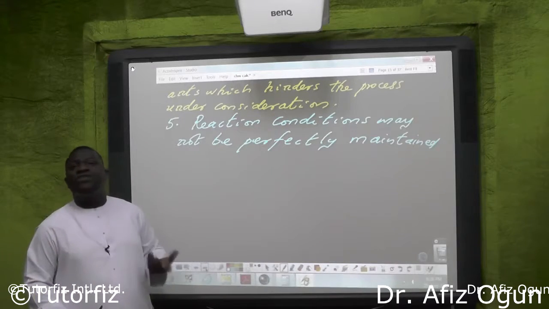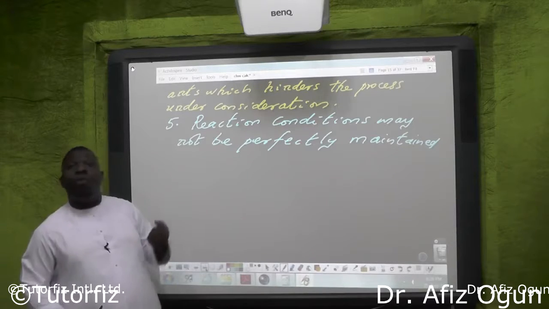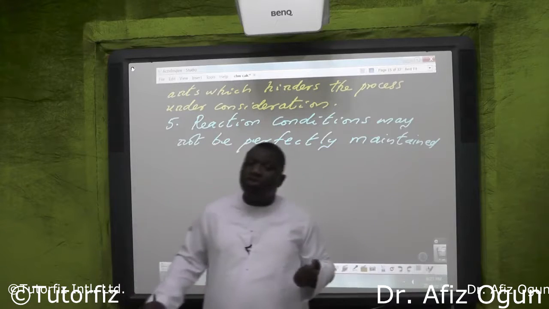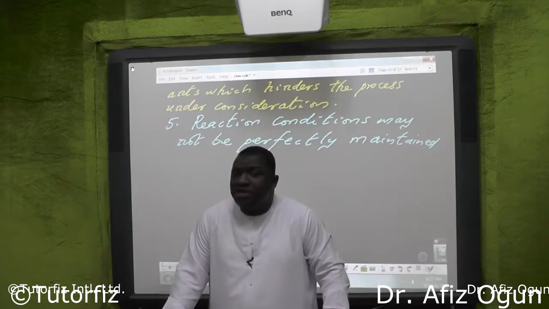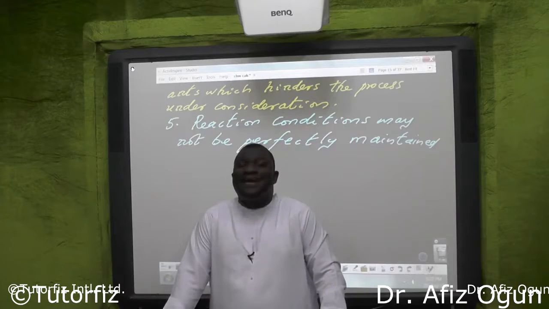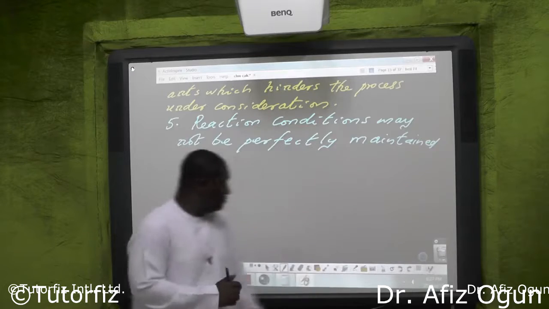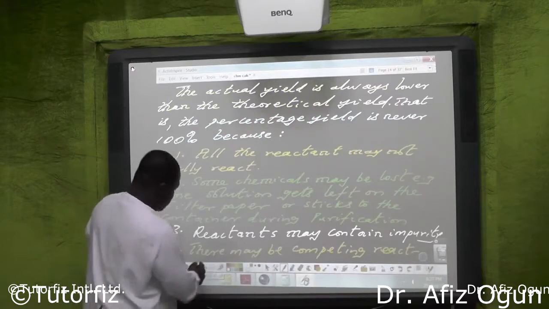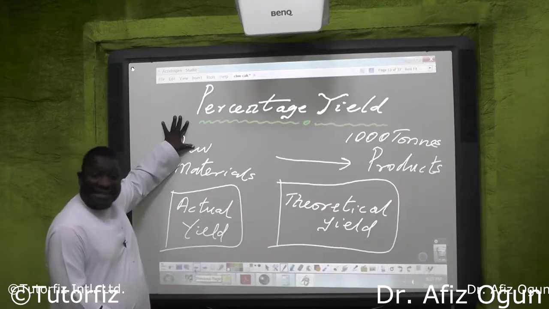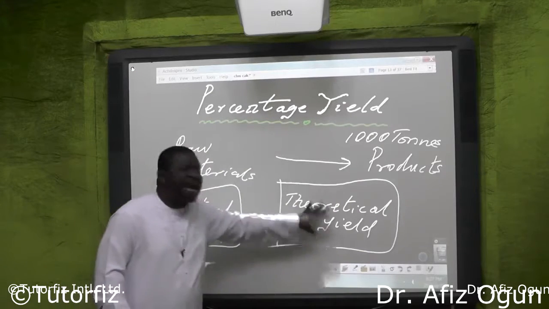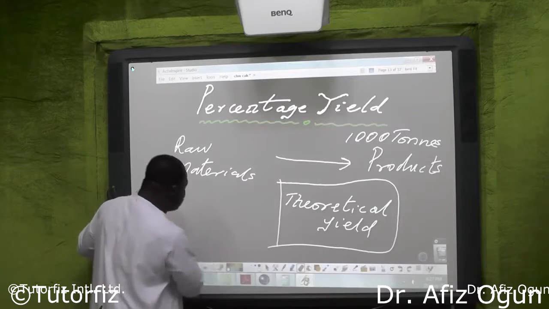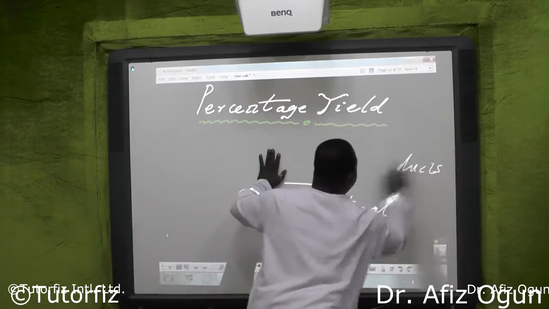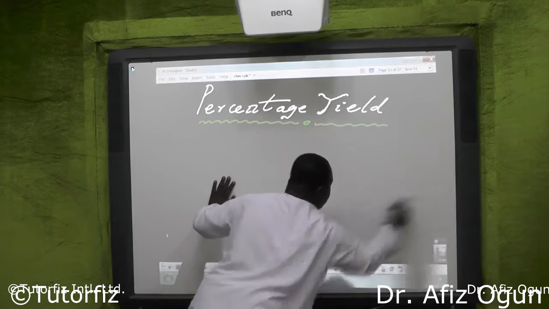Because it is lower than what we have suspected, or planned for, or were expecting, the man will now say, okay, what percent of what you told me did you get? What did you tell him? The theoretical yield. What percent of the theoretical yield did you get? That is what you call percentage yield. You will calculate that percentage: actual yield divided by theoretical yield.